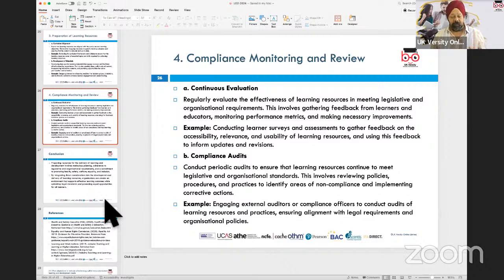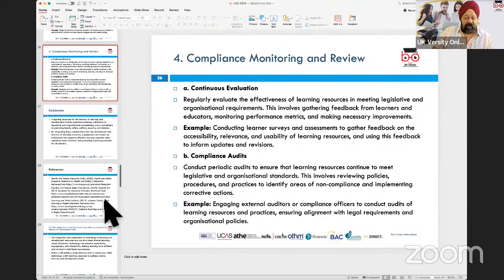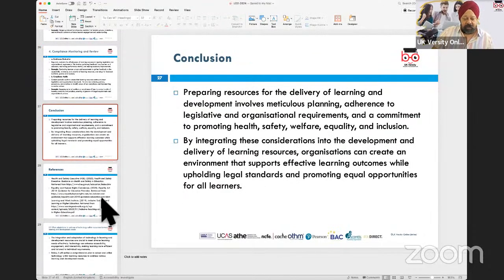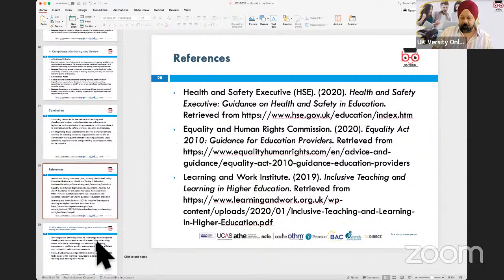And that would help us to understand how we prepare resources for delivery of learning and development, thereby ensuring legislative and organizational policies, curriculum, health and safety, and some of the quality policy requirements are met. So I hope this is understood. Any questions, feel free to ask.